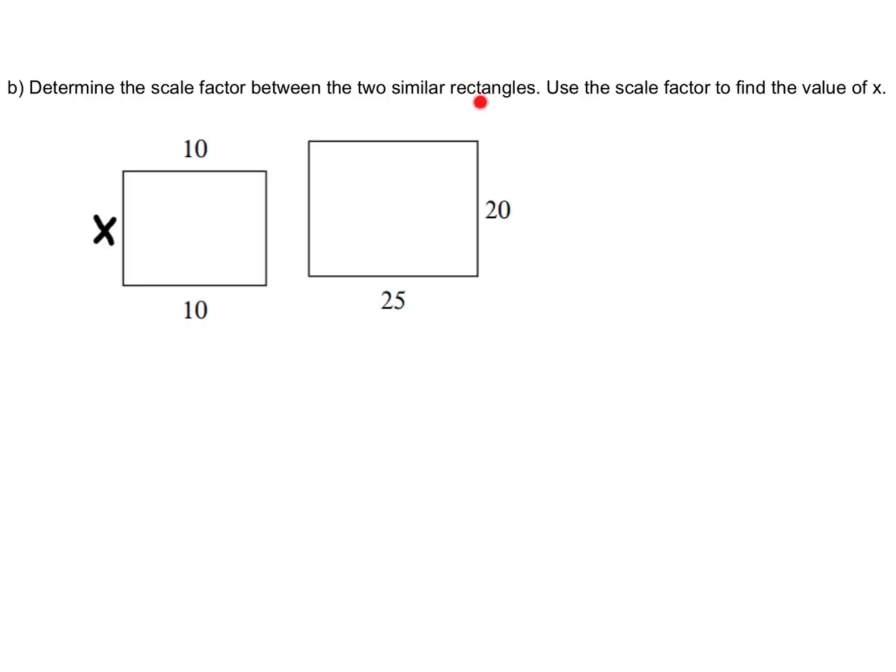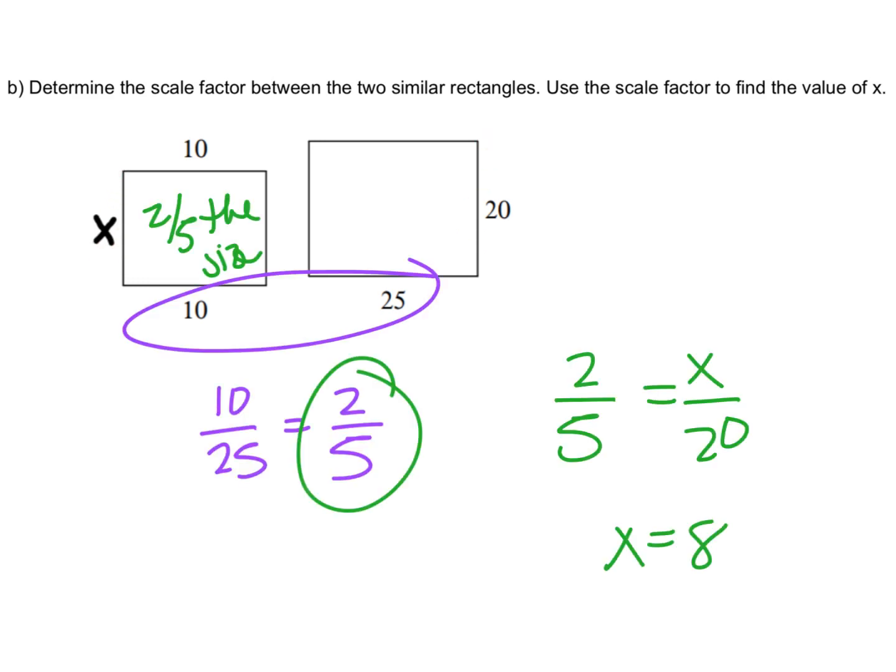So we have similar rectangles here. We need to use the scale factor to find the value of x. So essentially you just want to be matching sides that you know go together. And we're just going to trust the way that it's drawn for us here. So this 10 goes with this 25. And this 20, because it's a rectangle, could go with this x. They don't have to be labeled on the same side. So we have that the 10 over 25, that relationship simplifies down to 2/5.